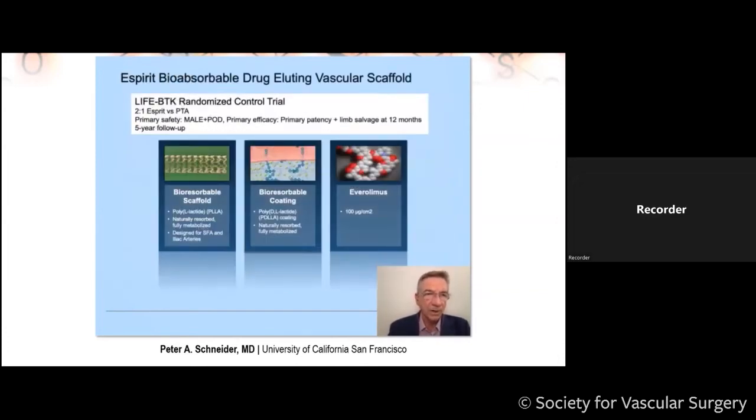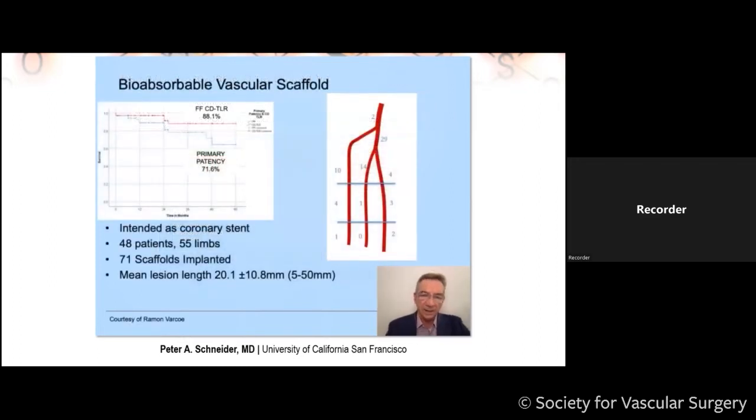There are also some bioabsorbable vascular scaffolds under study. This is an ongoing IDE that has recently extended its endpoint from 6-month to 12-month. I heard recently that the trial was enrolled, and this data should be coming forward as soon as the follow-up period has extended.